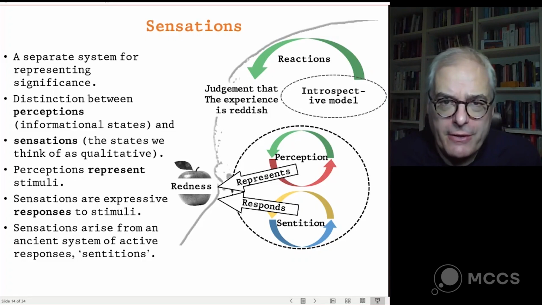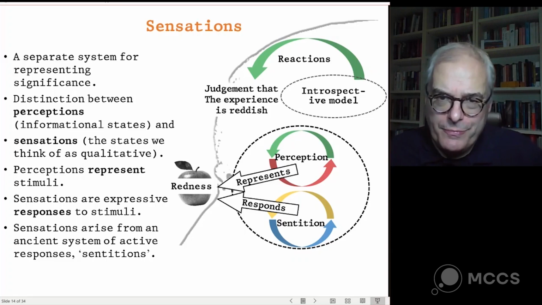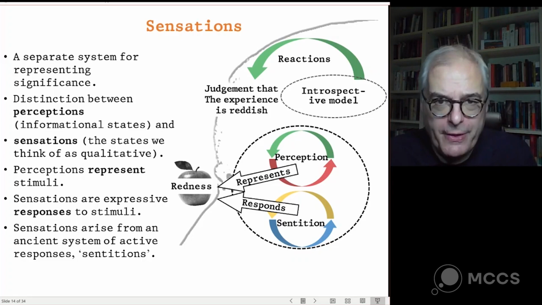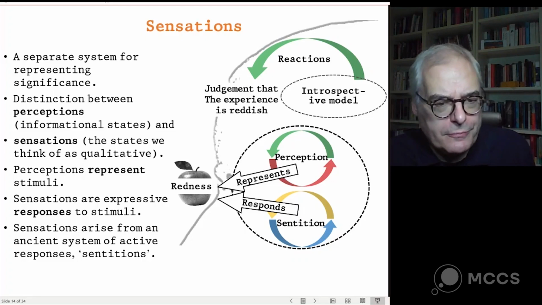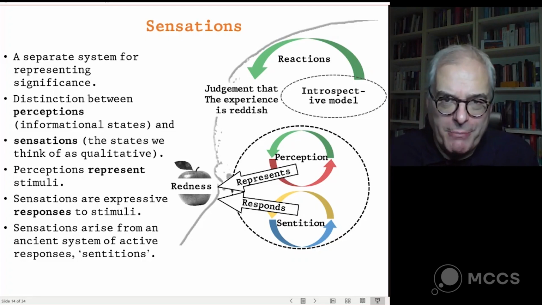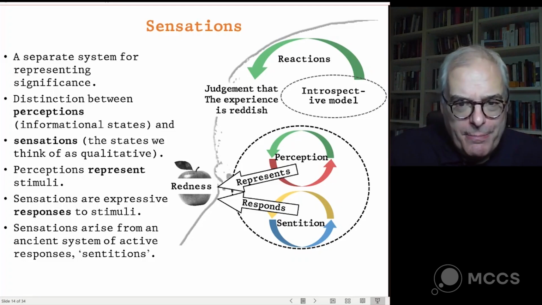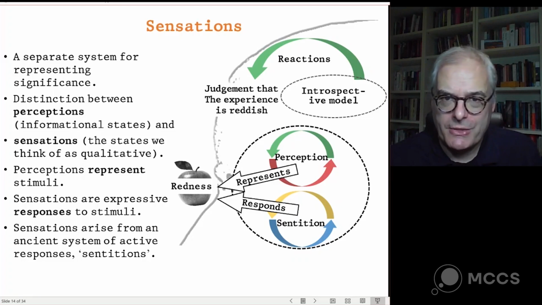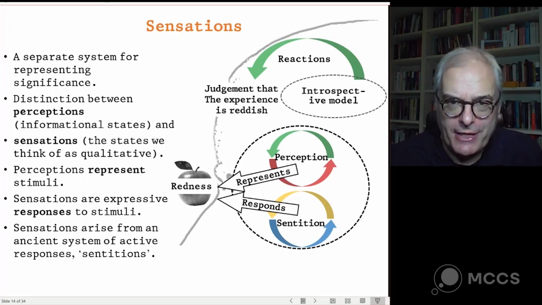And Humphrey argues that in the course of evolution, these responses were, as he puts it, privatized. That's to say, the signals initiating these responses were no longer sent to motor systems that produce actual bodily movement. Rather, they were sent to an internal map of the body in the brain. But they still carried this information about the significance of the stimulus. And Humphrey calls these active responses to stimuli sentitions, which is a blend of sensation and volition, because they're active responses. It's quite a complex story, and I encourage you to follow it up for yourself.